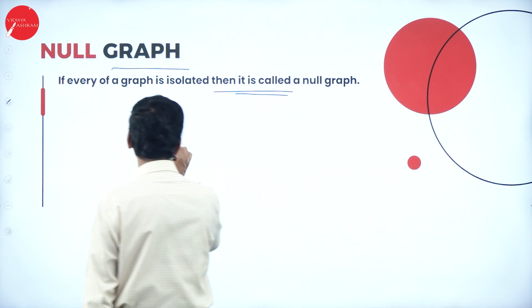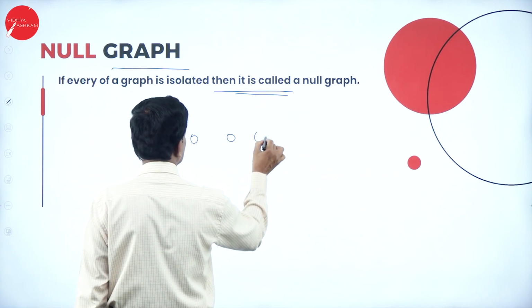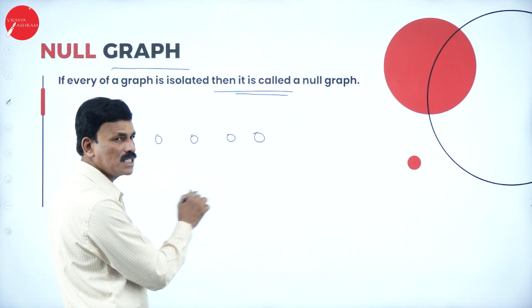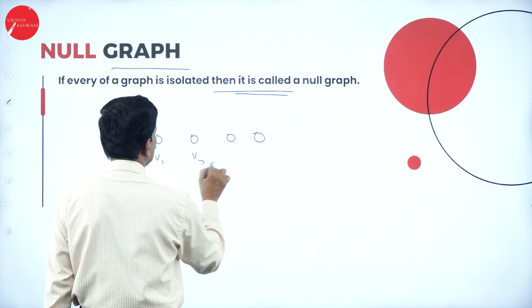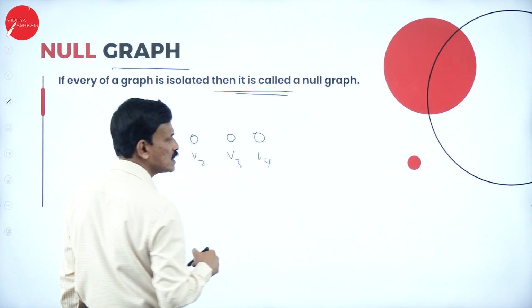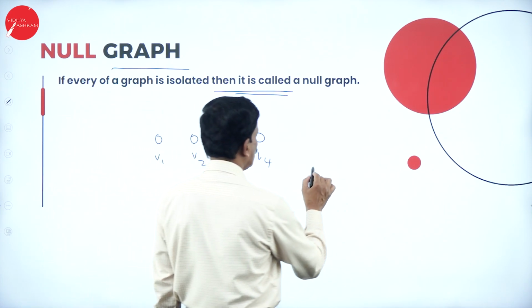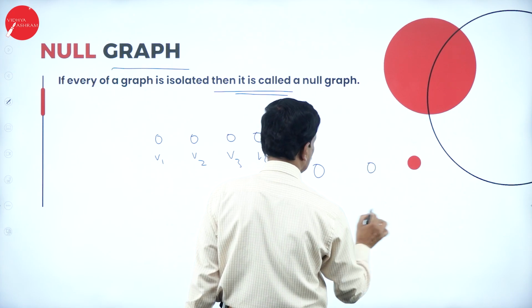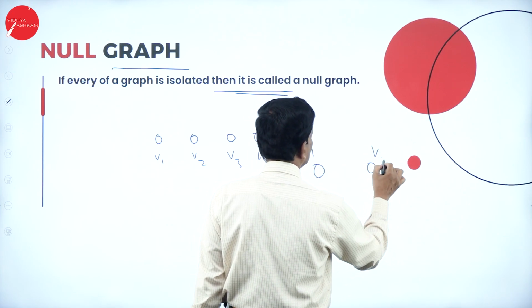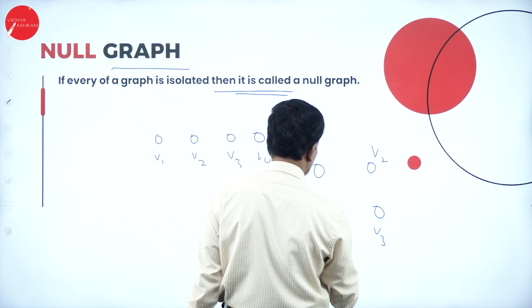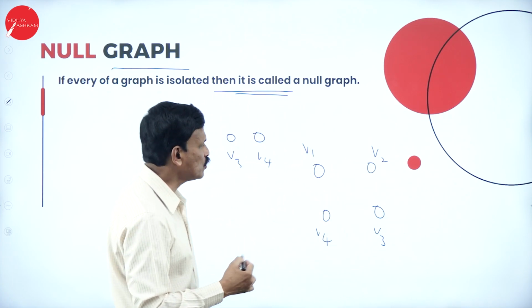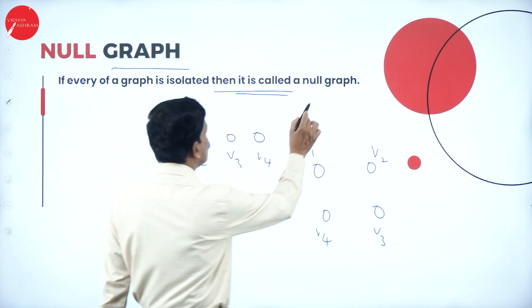Let us consider for example, this is an example for a null graph. There are n vertices, V1, V2, V3, V4, but there are no edges. This is an example for a null graph. Another graph, let us consider, this is also an example for a null graph. V1, V2, V3 and V4. There are 4 vertices but no edges. Such a graph is called a null graph.